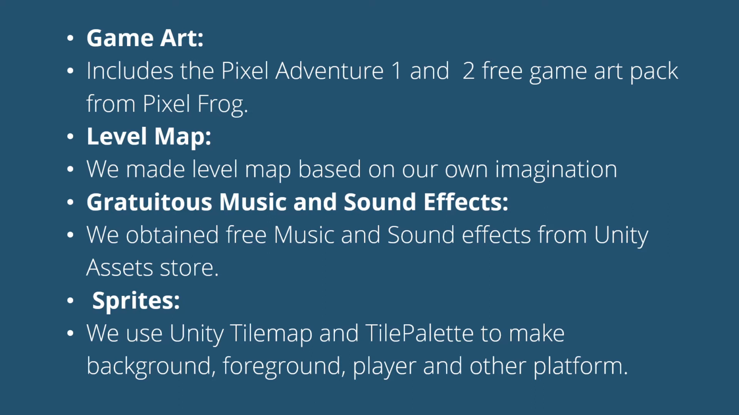The second is the level map, which we have made from our own imagination. Third is the music and the sound effects, which we have taken from the Unity Asset Store. And lastly, the sprites, which we use to make the background, foreground, player, and other platforms using Unity Tilemap and Tile Palette.